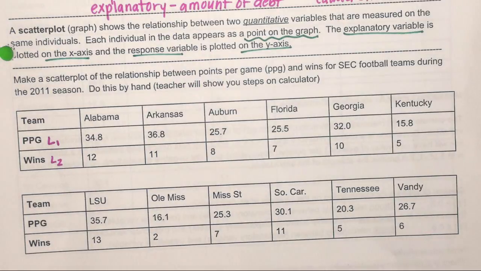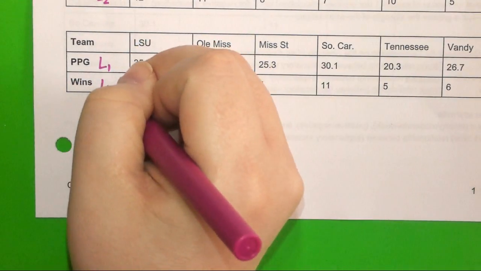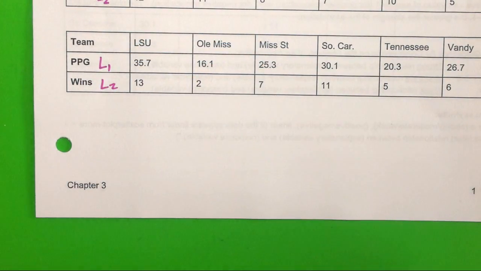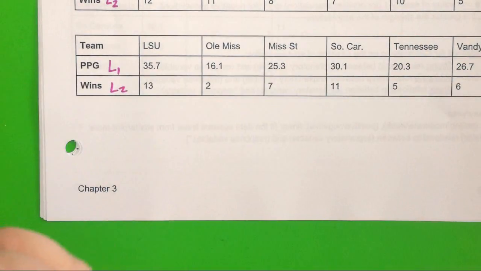Are we using the bottom box too? Yes, so I'm doing, yeah, I did this for L1 still, and that with L2 still. Good question. I put all the first and second box. I did all the points per game in L1, and I did all the wins in L2.